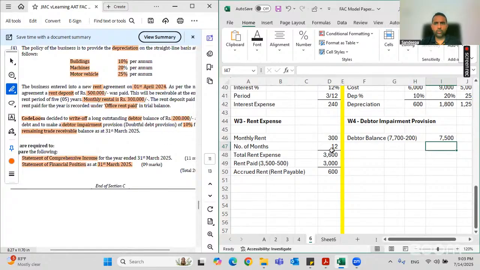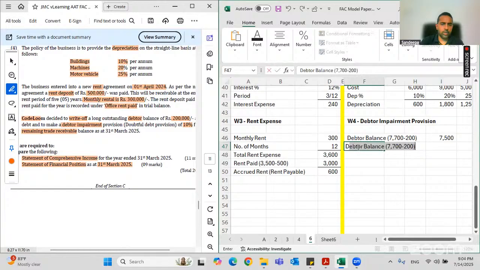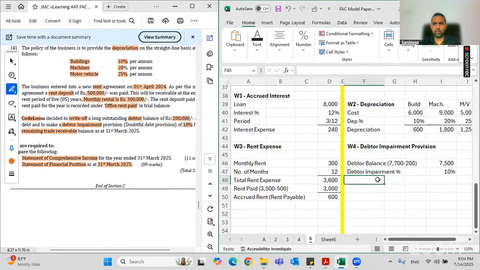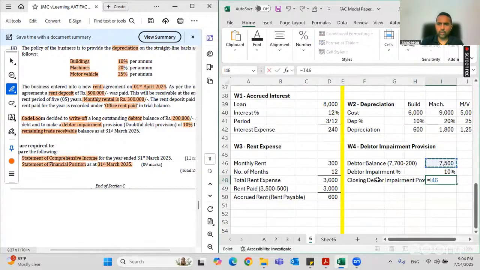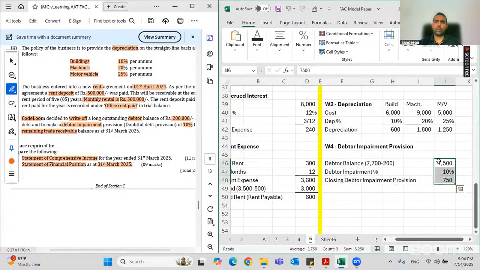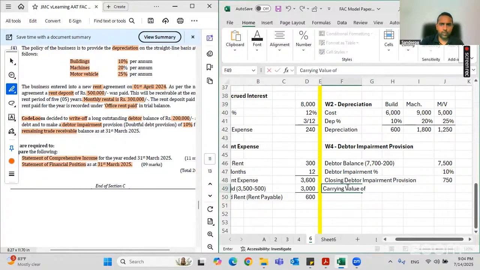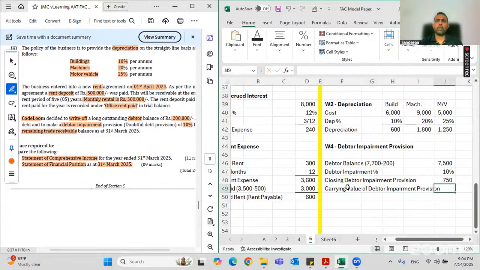Of that, we are supposed to make a provision of 10%. So the debtor impairment provision is 10%. How much is the closing doubtful debt provision, or the debtor impairment provision? 7,500 into 10% is 750. Your closing doubtful debt provision is 750. How much is the carrying value?